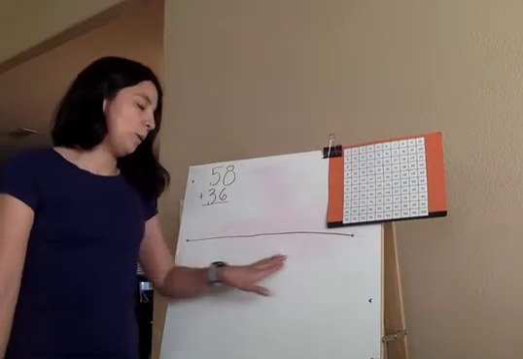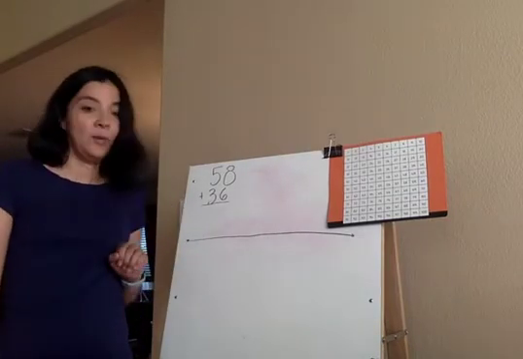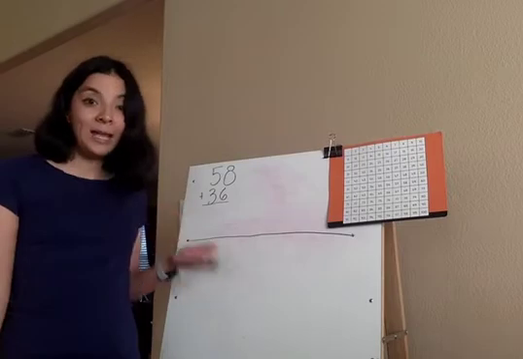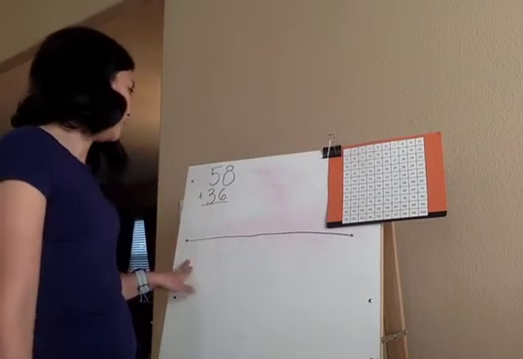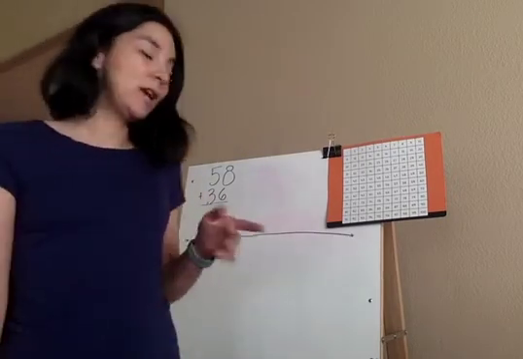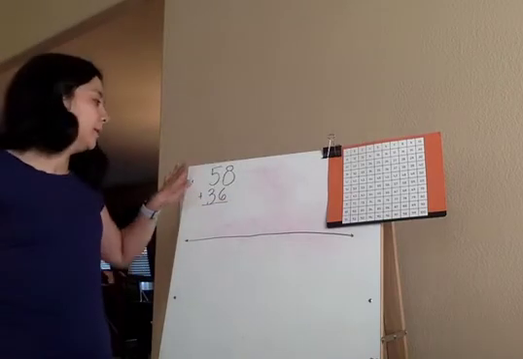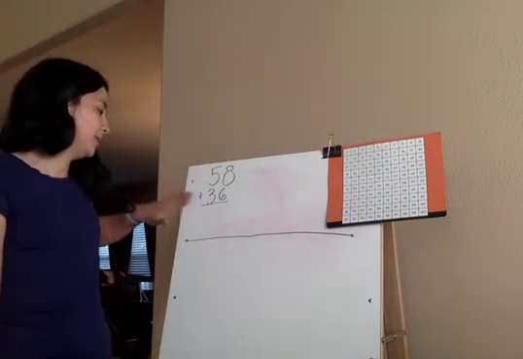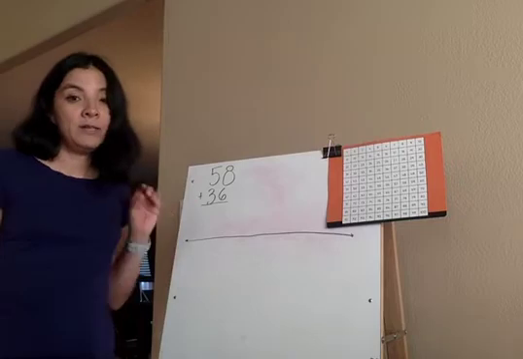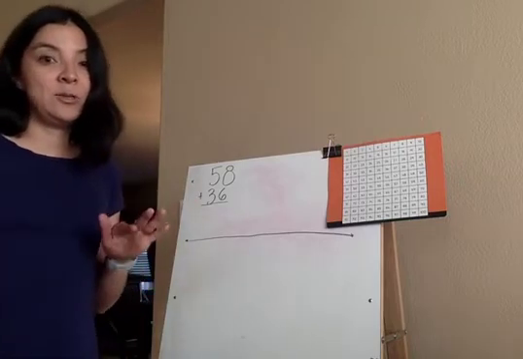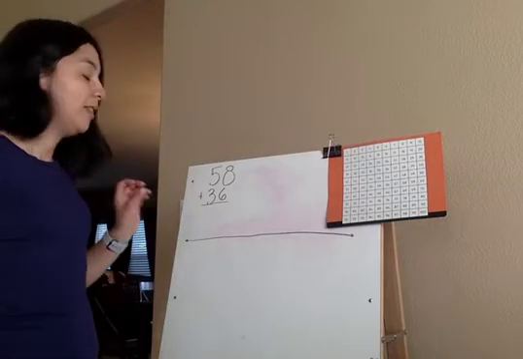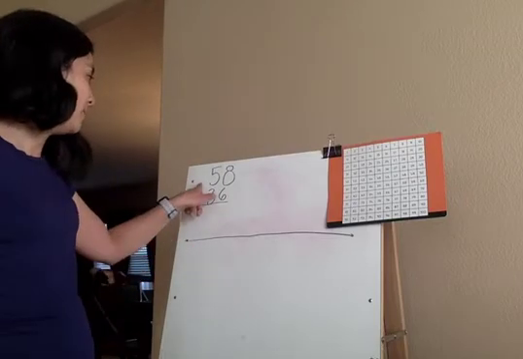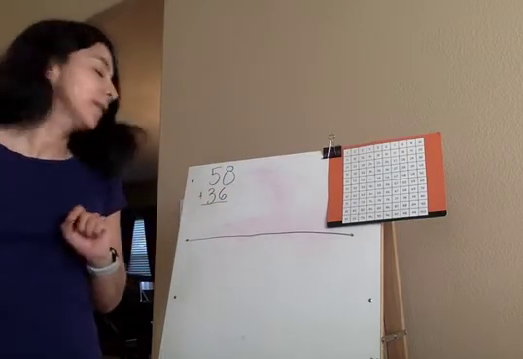If you notice, I have an open number line. And when you have an open number line, you can start with any number that you want. It doesn't have to start with 0. So I need to pick a number that is going to work for my math problem. My math problem is 58 plus 36. One of the strategies that I like to use when I do the number line is that I like to pick my biggest number. So my big number is 58.